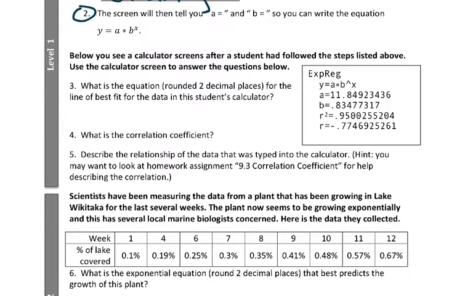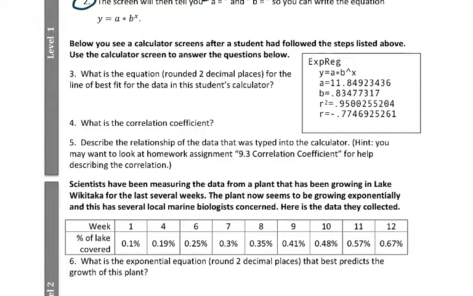Alright, so below is an example of what you might see on the screen of a calculator. What it's doing is asking you to find the equation. Notice, the equation is going to look like this: y equals A times B to the x power. We're used to seeing that as y equals blank times blank to the x power.